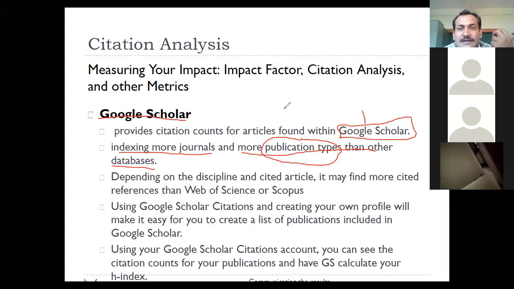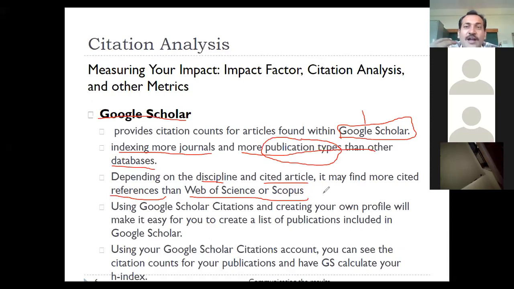All these are the different publication types, right? So all these are covered within Google Scholar. Depending on the discipline and cited articles, it may find more cited references than Web of Science and Scopus, right? Because it covers more journals. Therefore, more references cited in those journals will also be counted in Google Scholar. Therefore, Google Scholar usually gives more citations compared to Web of Science and Scopus.